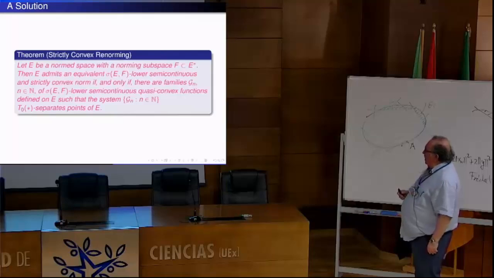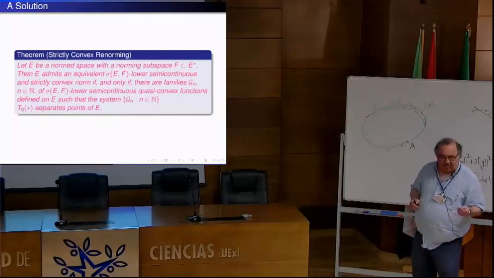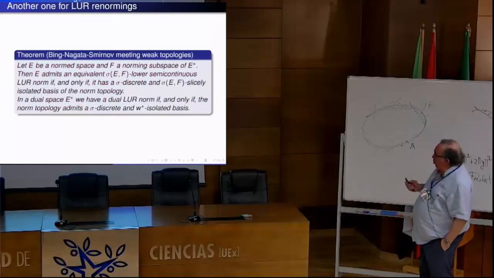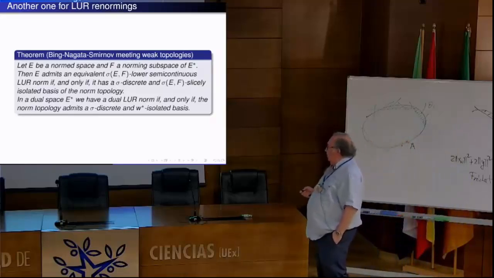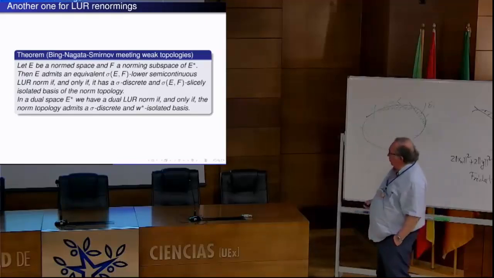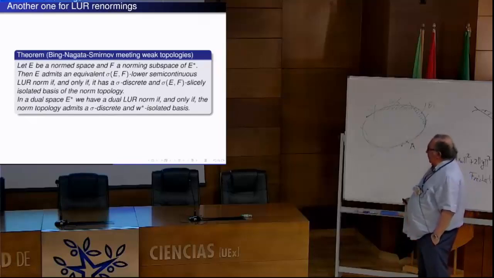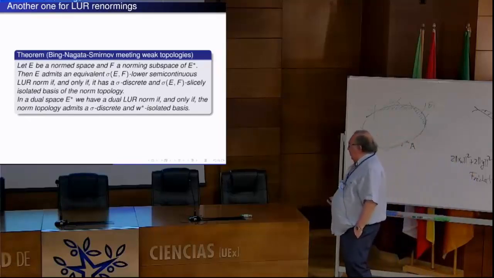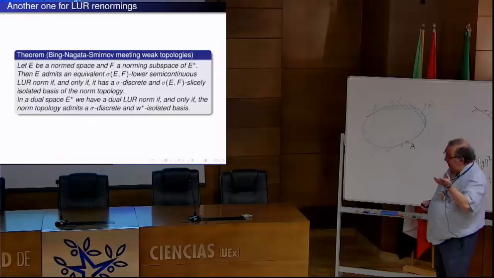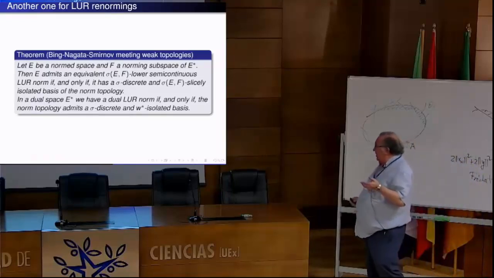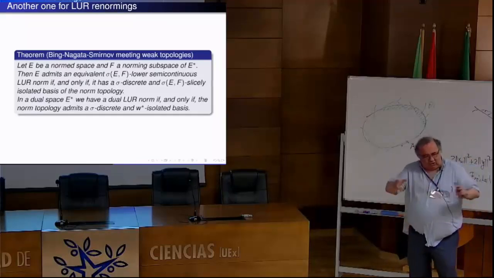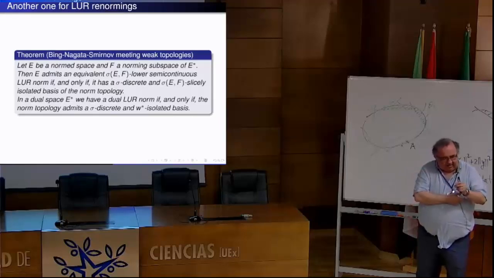But still, I don't have the feeling that this is a characterization completely topological for the weak star topology. What happened with the Bing-Nagata-Smirnov theorem for the LUR case? The Bing-Nagata-Smirnov theorem for the LUR case says that we have a LUR norm if and only if we have a sigma discrete basis, which is the metrizability, but the sigma discreteness is also slicely isolated. Slicely isolated in the sense that they are disjoint, and every point has a slice that meets only one member of the family.